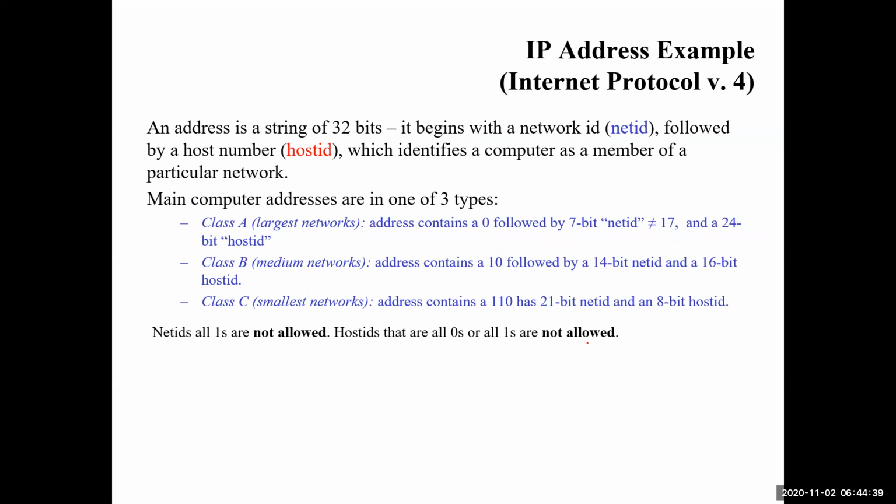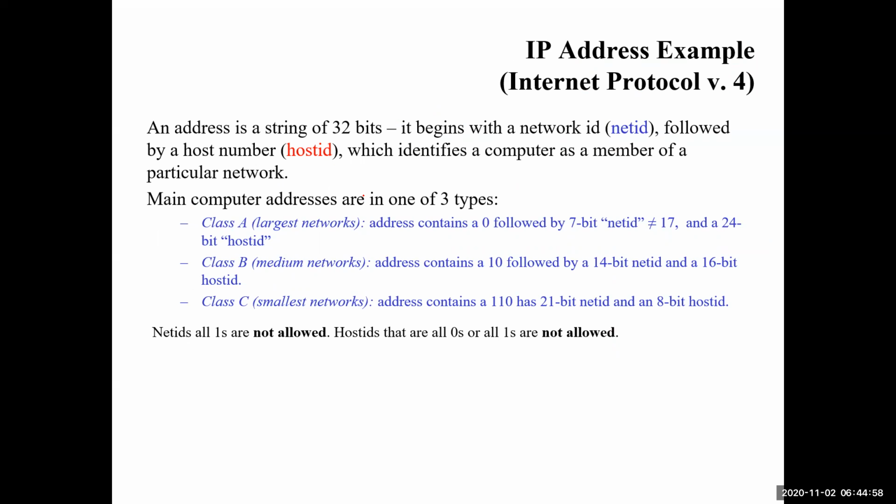Okay, let's go to the next interesting problem. That is, how many IPv4, Internet Protocol version 4, addresses are there? Now an IP address is the identity of a machine on a network, and it's 32 bits long. It has 2 parts. One is called the network ID and another is called the host ID.